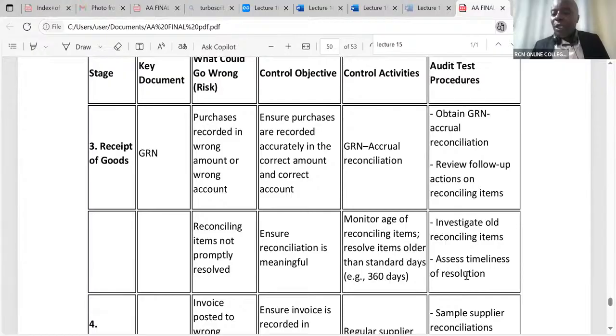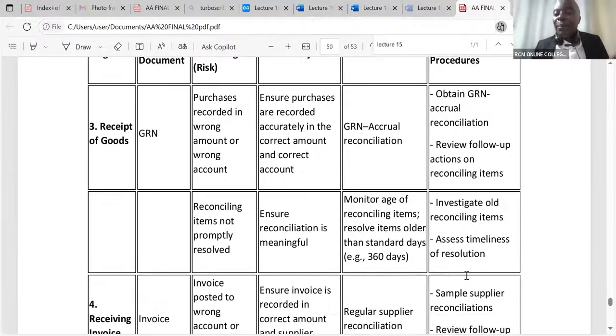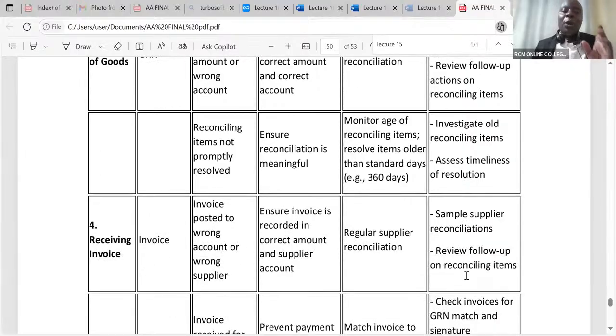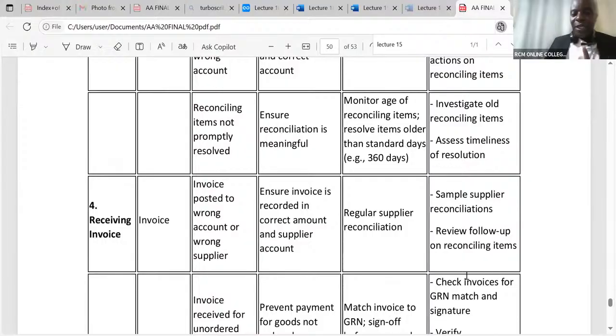If in this case we are not really prompt to address any non-reconciling issues, then there is a problem. Then we go now to step number 4. We are almost finishing. Remember, I've received the goods. The next thing, of course, is to receive the invoice from the client. The key document here that I should be able to know is the invoice.